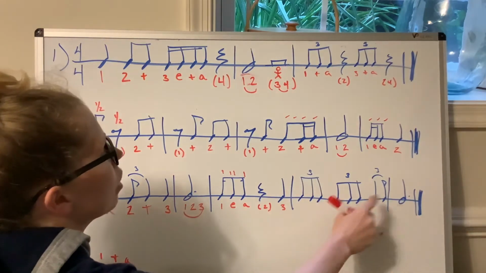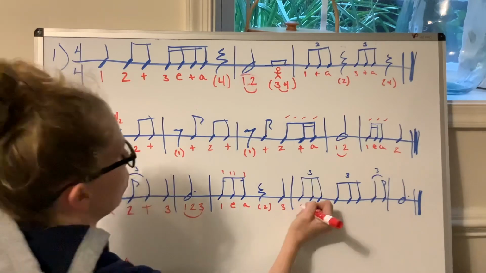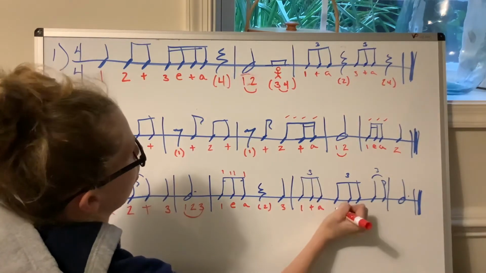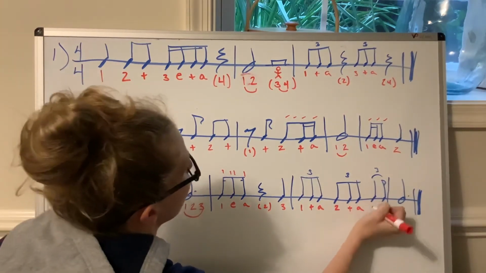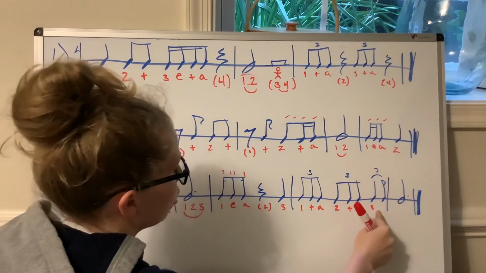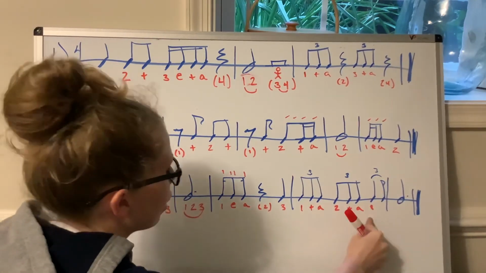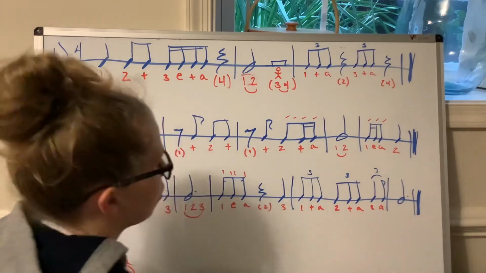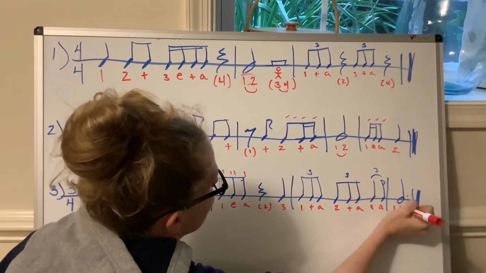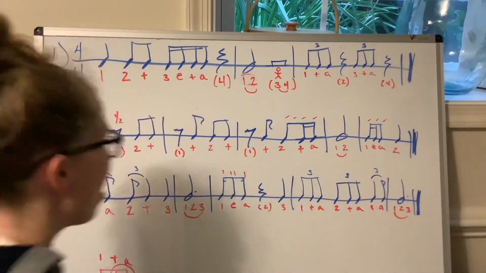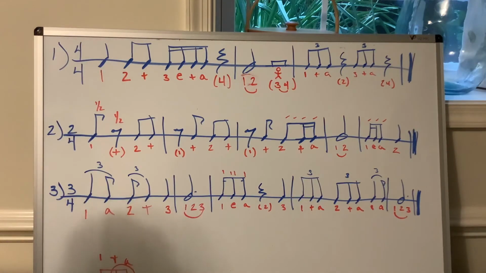Triplet, 1 and 2 and 3. 2 8th notes of this quarter note says 3 and. New measure, 1, 2, 3 together.